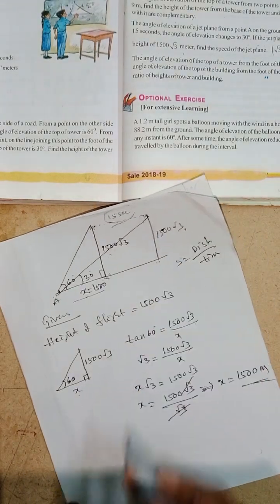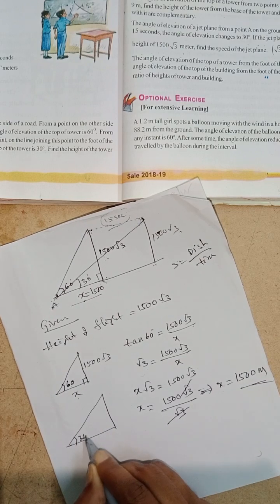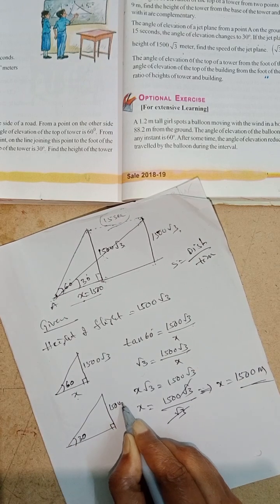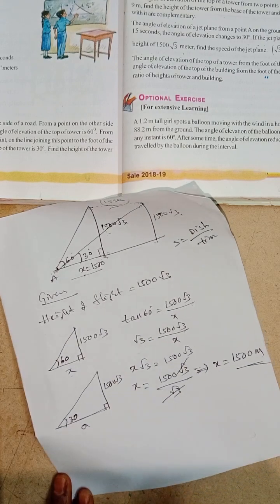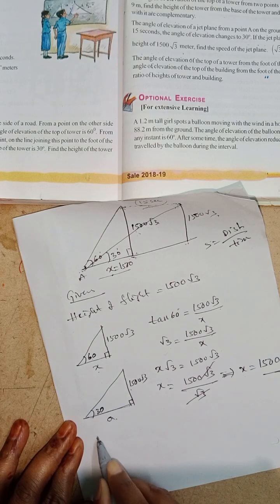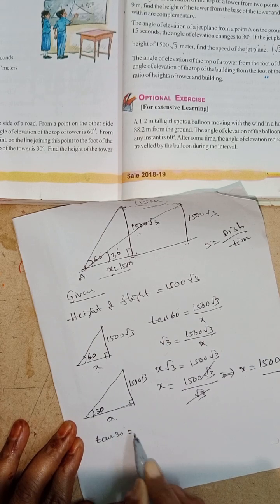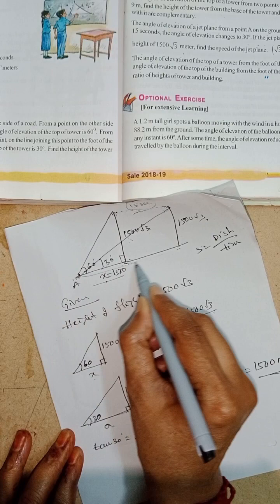Now the height is the same, so let us take the second diagram, which makes an angle of 30 degrees. The height is 1500 root 3 meters. This distance we don't know, so I will take it as a. Again, opposite by adjacent is tan 30. Tan 30 degrees equals 1500 root 3 by the total distance.